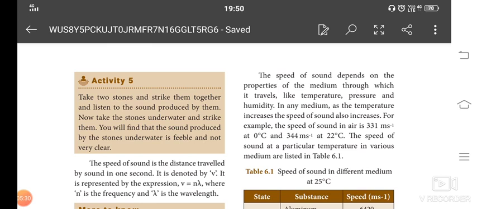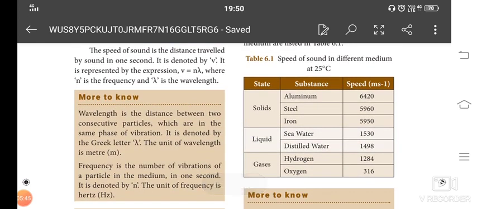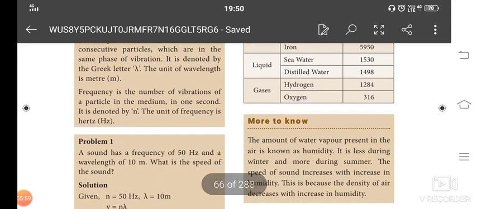The speed of sound is 331 meters per second at 0 degrees Celsius temperature, and at 22 degrees Celsius it is higher. The speed of sound varies with temperature and with different media. Here they have given solids: aluminium, steel and iron. So we have a different speed for the sound. Liquids, seawater and distilled water, very less. And then gaseous, hydrogen and oxygen, 1284 and 360.